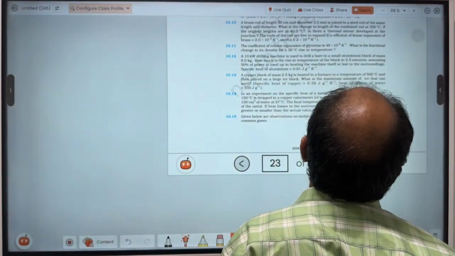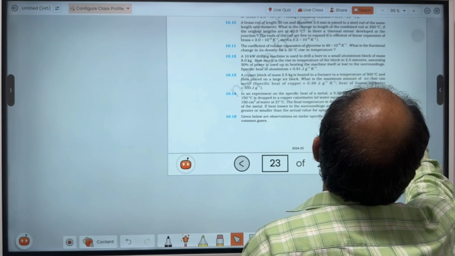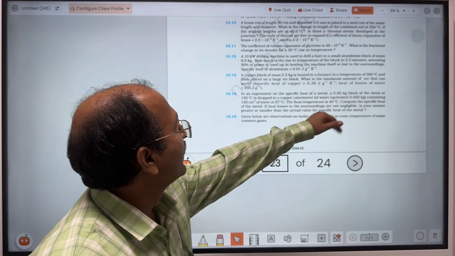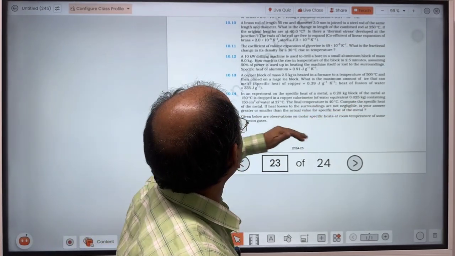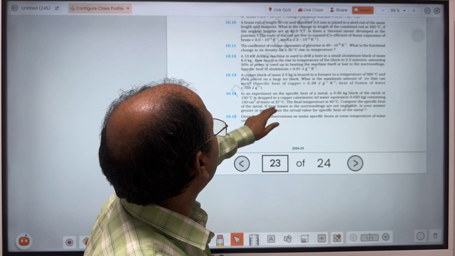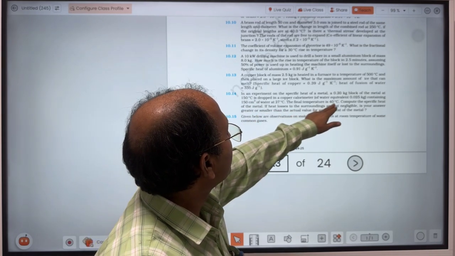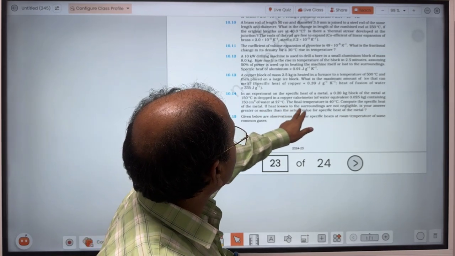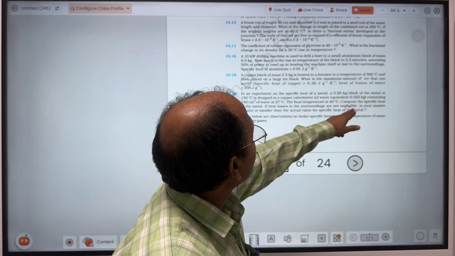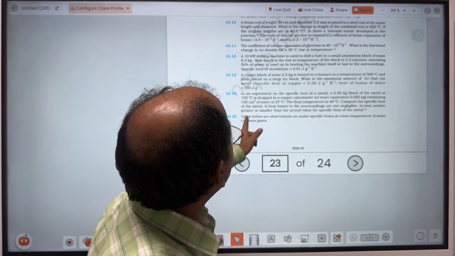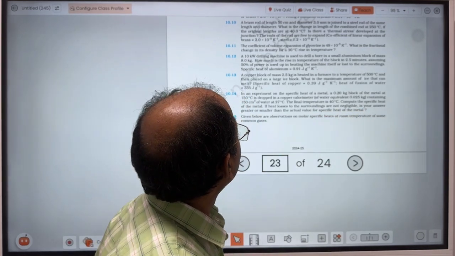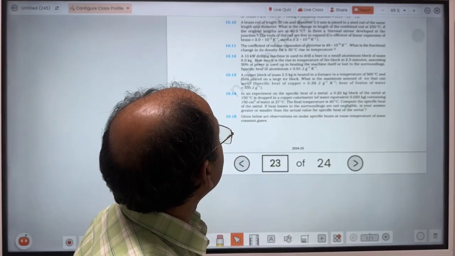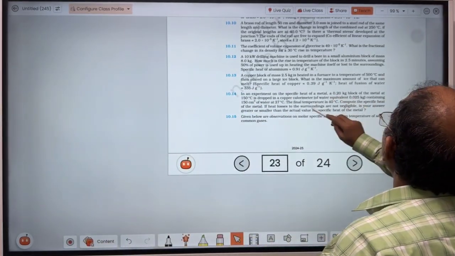In an experiment on the specific heat of metal, a 0.2 kg block of the metal at 150 degrees centigrade is dropped in a copper calorimeter of water equivalent 0.0025 kg containing 150 centimeter cube of water at 27 degrees centigrade. The final temperature is 40 degrees centigrade. Compute the specific heat of the metal if heat losses to the surrounding are not negligible. Is your answer greater or smaller than the actual value for specific heat of the metal? So let's think about the question.